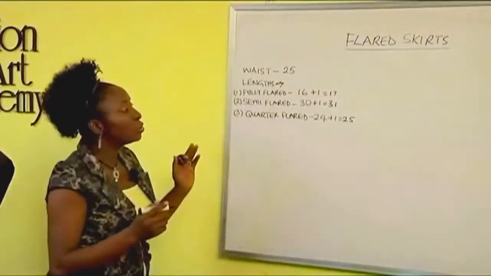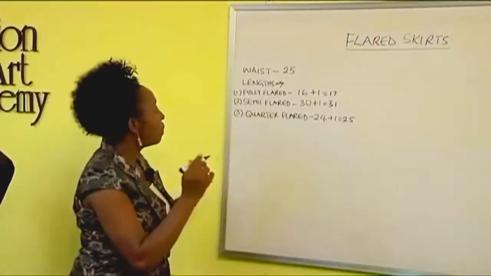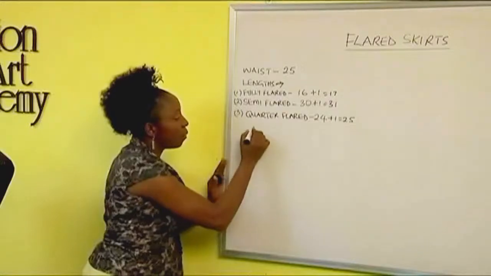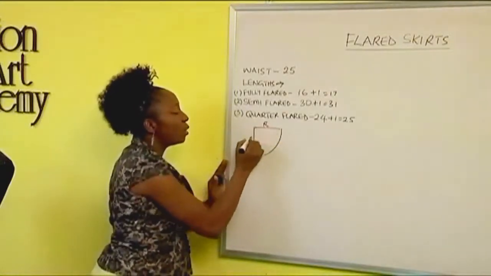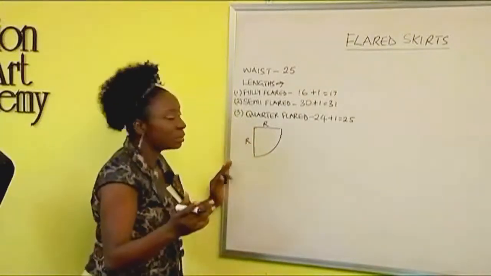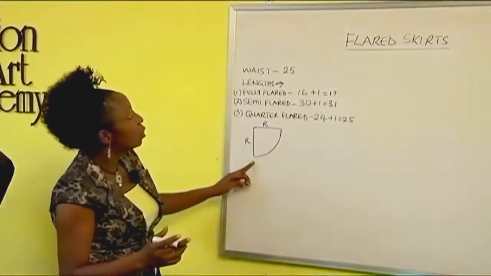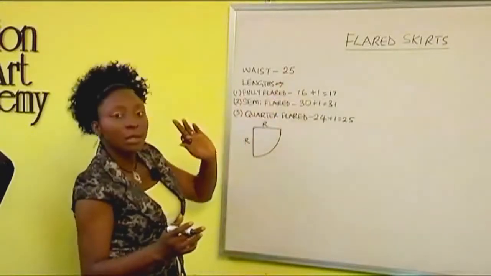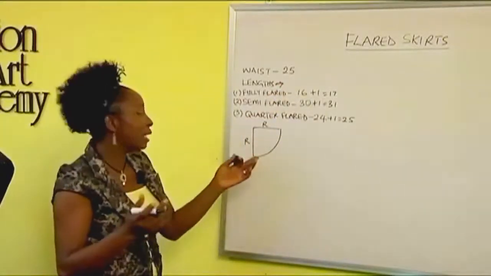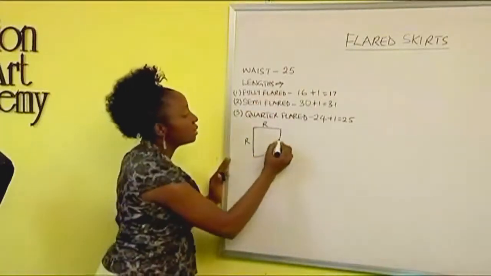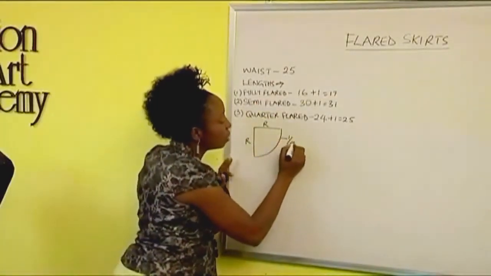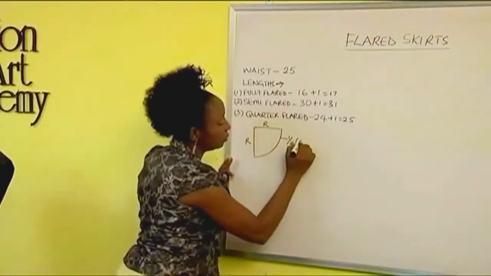Like I told you, we want to work out our arc pattern. This is the arc pattern we're trying to work out. We're trying to determine what the radius is. We don't know that, but we already know our waist. That means we know the quarter of that waist. This gives me one quarter of the circumference.